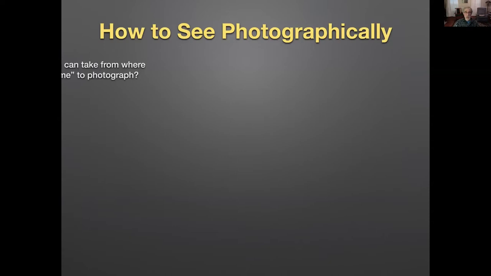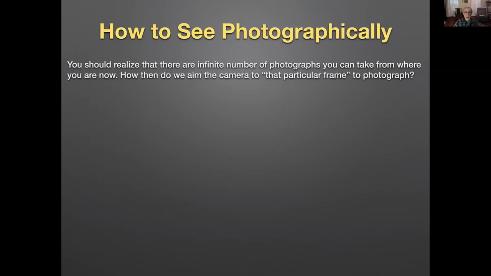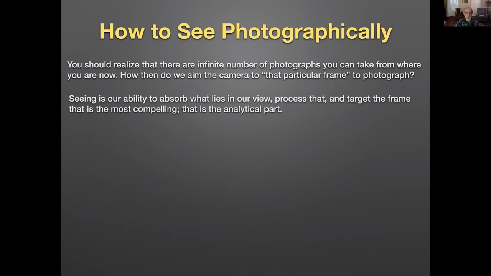So how do we see photographically? Again, let's start before we take the picture. You should realize that there are an infinite number of photographs you can take from where you are now. How then do we aim the camera to that particular frame to photograph? How do we find something that might be interesting? Well, seeing is our ability to absorb what lies in our view, process that, and target the frame that is the most compelling. That is the analytical part.